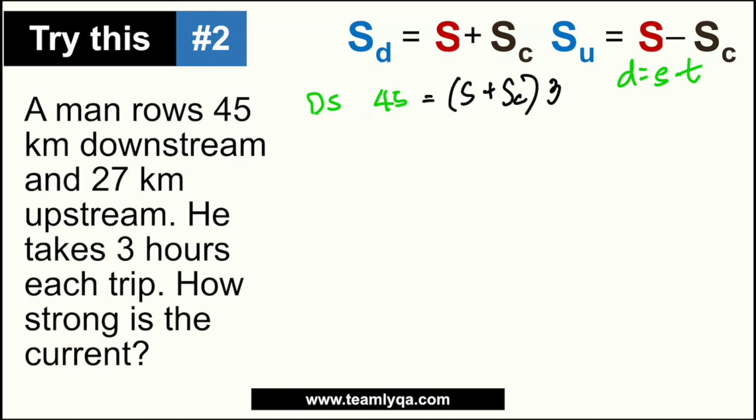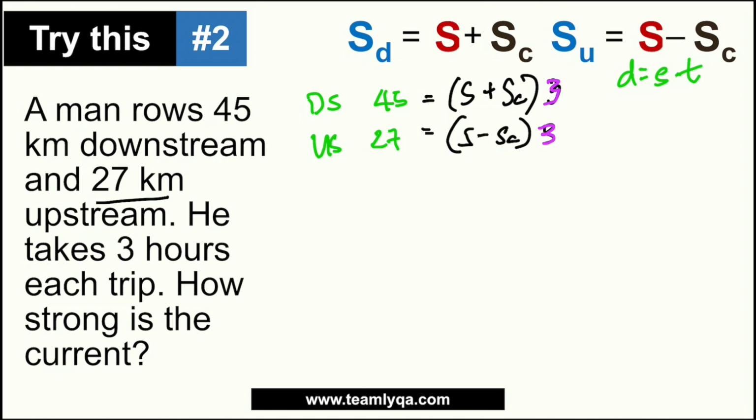Tapos yung upstream naman, that would be 27 kilometers lang. Again, it would make sense kasi mas mabagal ka kapag moving upstream. So 27 is equal to yung speed minus yung speed ng current, pero times 3 pa rin. Kasi that's still yung time niya. Pareho silang 3 hours lang.